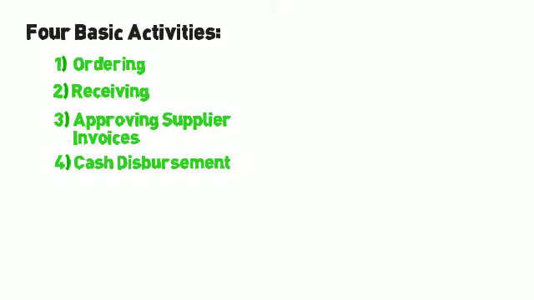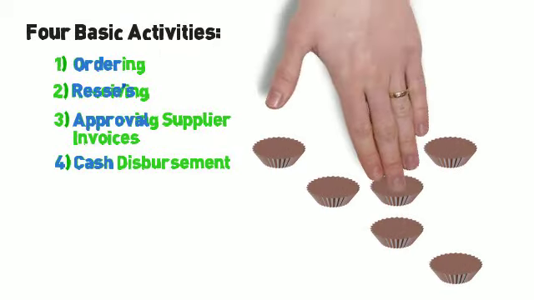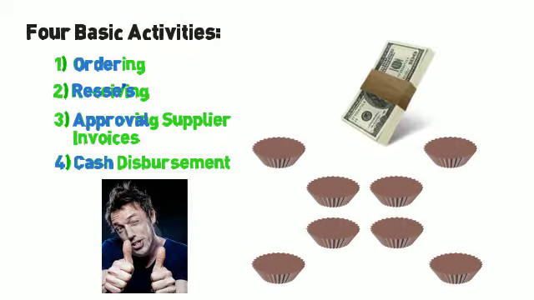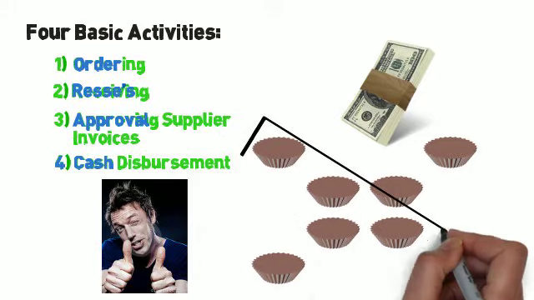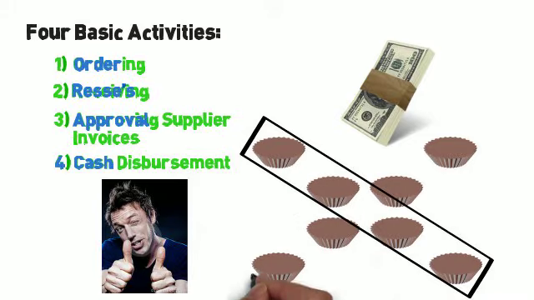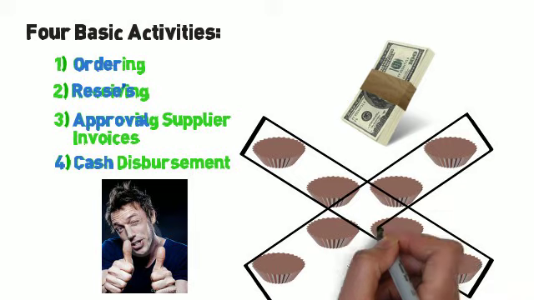A fun, easy way to remember these four activities is to remember to order REISs for approval and cash. Order REISs for approval and cash. And the REISs are ordered in an X, representing the expenditure cycle.